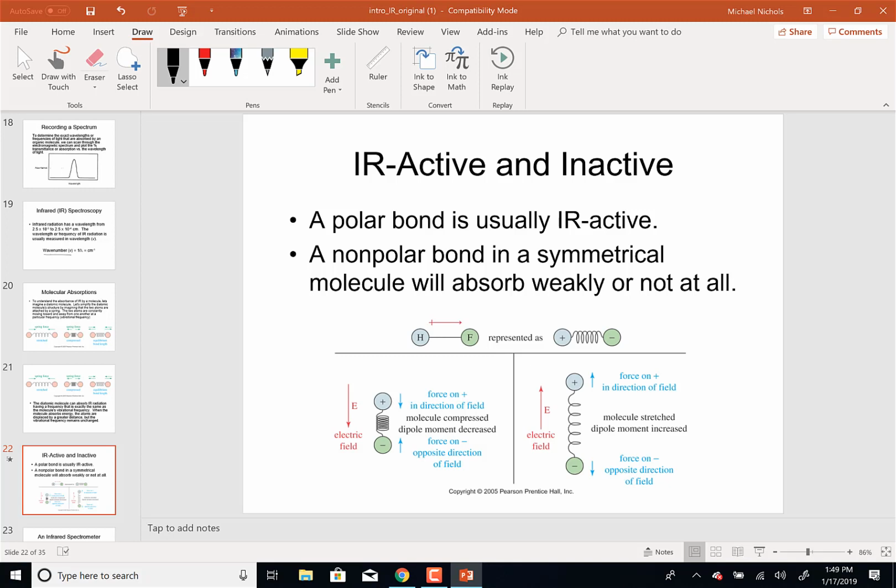A nonpolar molecule doesn't necessarily show infrared. Like oxygen will not absorb infrared. Nitrogen will not absorb infrared. So it has to change its polarity. And so this infrared radiation absorption, right?